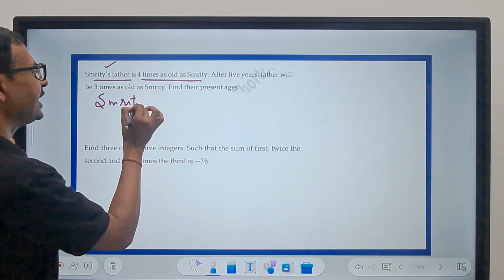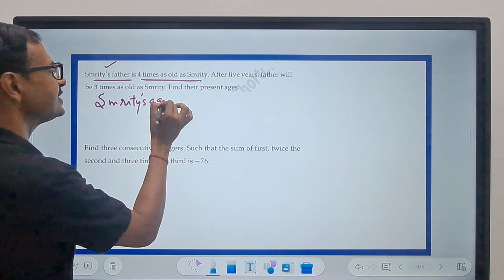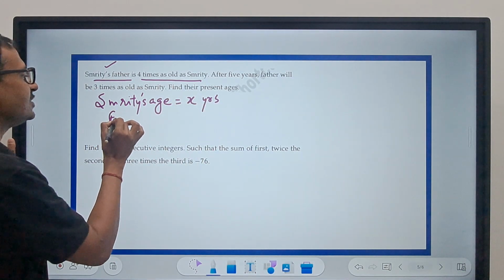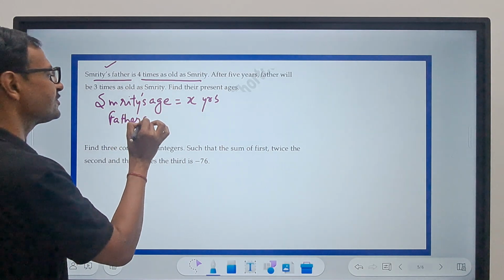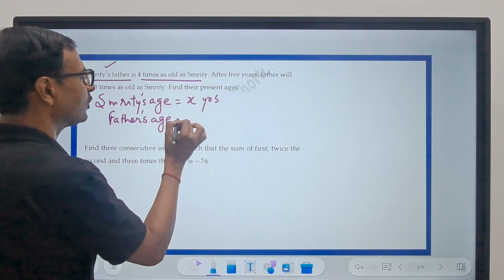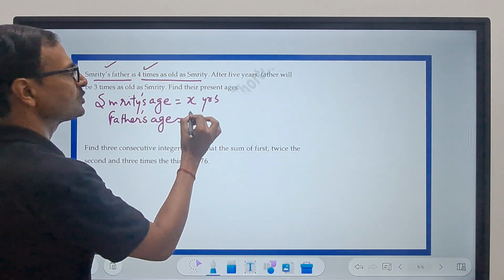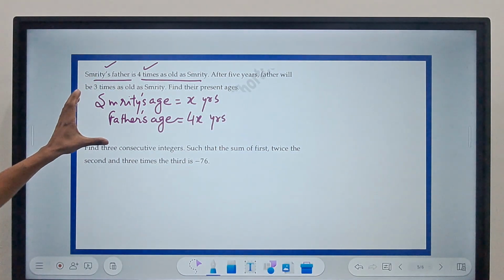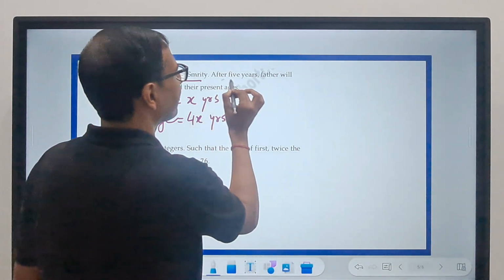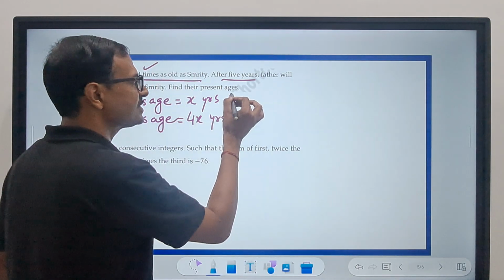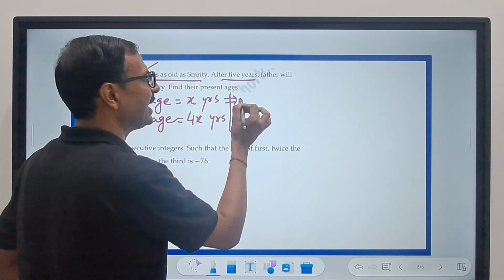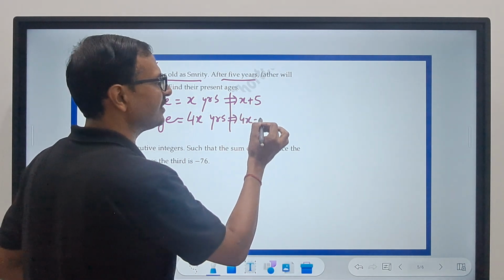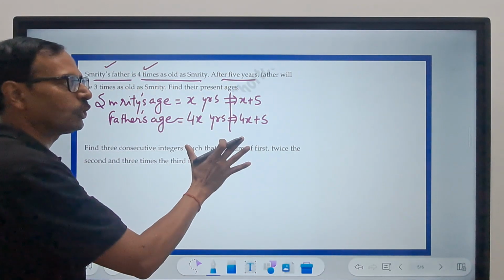If you assume that Smriti's age is x years, then the father's age in terms of Smriti's age is what? 4 times, so 4x years, right? This is how you assume. Now what happens after 5 years? After 5 years, Smriti will be x plus 5 and her father will be 4x plus 5. So 5 years are added to both their ages.